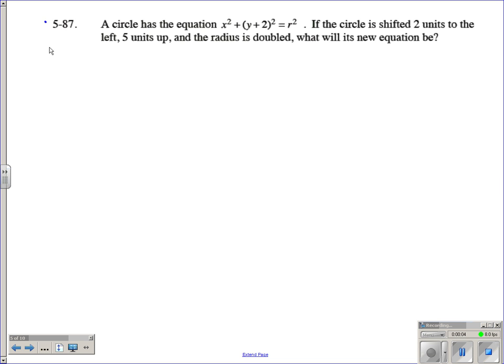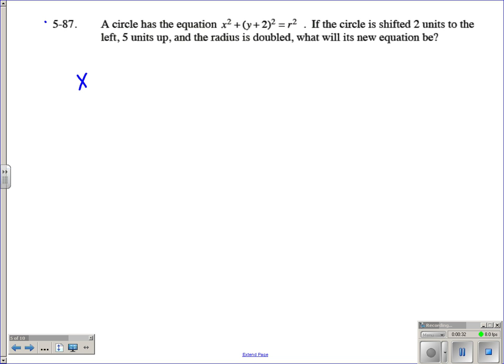Problem 5-87. A circle has the equation x squared plus the quantity of y plus 2 squared equals the radius squared. If the circle is shifted 2 units to the left, 5 units up, and the radius is doubled, what will its new equation be? Alright, this one shouldn't be too bad if we just look at what we already know.